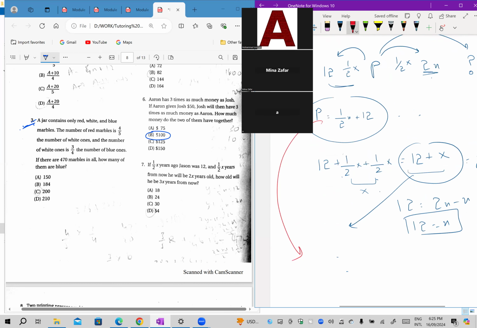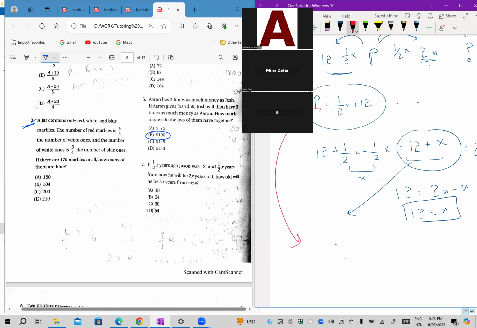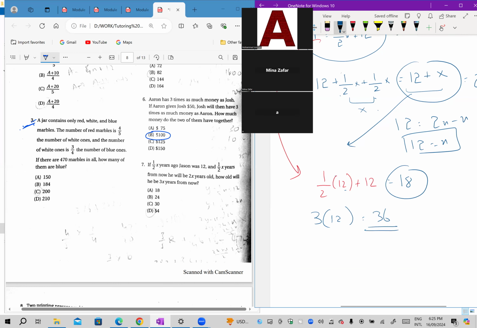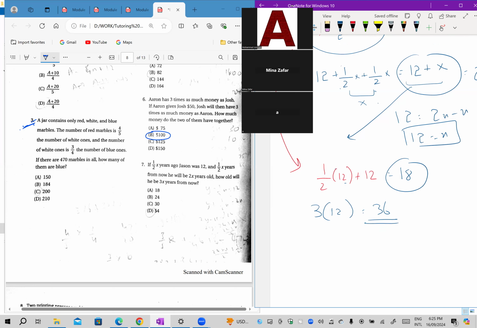Yeah. So if this was the original expression, let's substitute 12. Half 12 plus 12. क्या बनेगा ये? 6 plus 12, 18. So that means Jason is 18 years old right now. If he's 18 years old right now, so 3x years बाद they're asking what will his age be? 3x का मतलब है 3 times 12, which is 36. So they're asking after 36 years, what will his age be? 36 plus 18 is equal to 54. So Jason will be 54 years old.